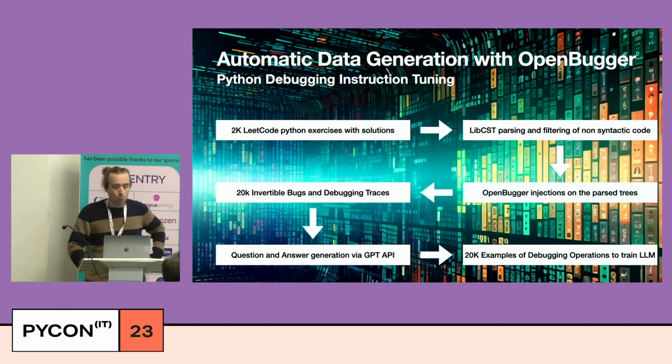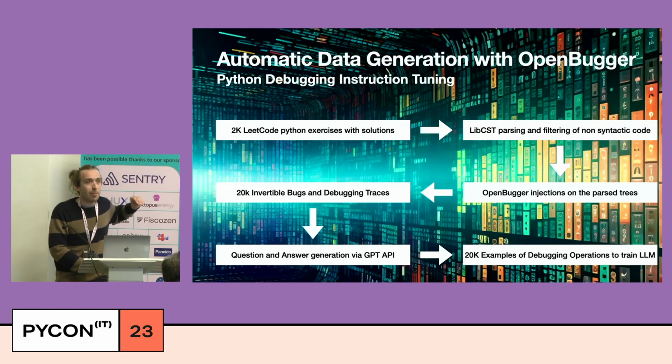Now, what do we end up doing? How do we use it? We take 2,000 LeetCode examples, a coding competition. The input data are the correct exercise objective, the good code, and the optimal code to do it. We apply LibCST to parse all the code. We found some code that was part of the solution of the competition that is not even syntactical, and actually some JavaScript code in the middle.